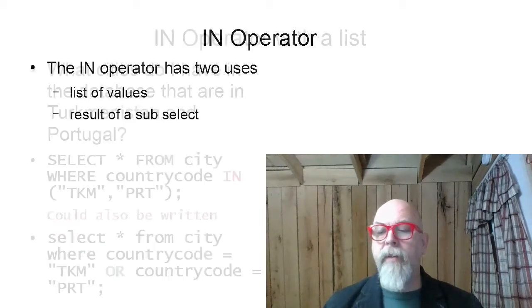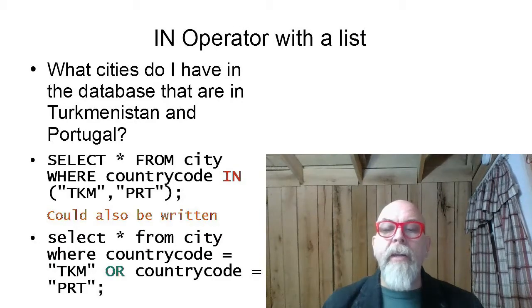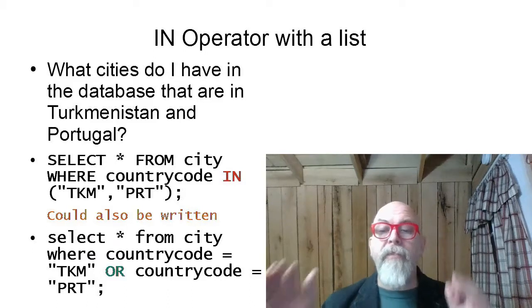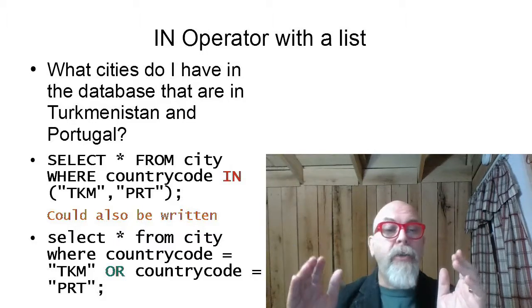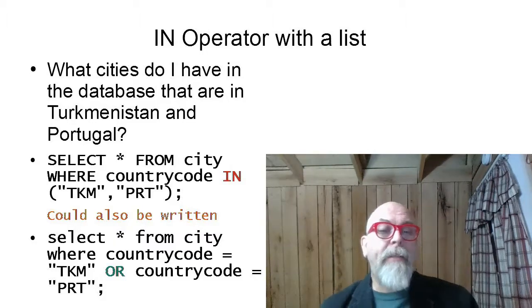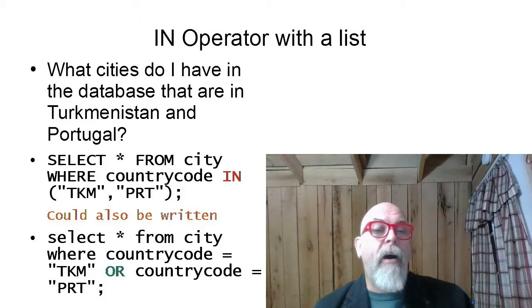results. To use the in operator with a list of values, we put the values in parentheses and separate them by commas. So you can see that my select statement here will show me all of the cities with a country code in the list of Turkmenistan and Portugal. Those, TKM and PRT, are the country codes for those two countries.